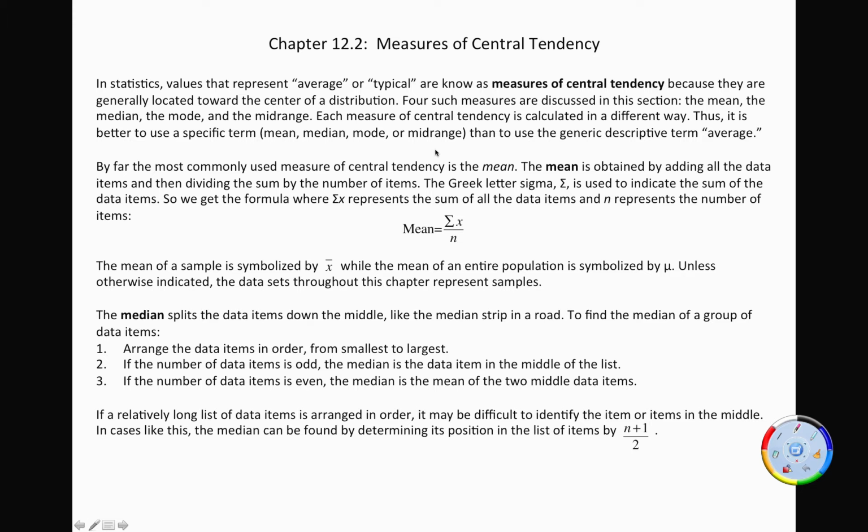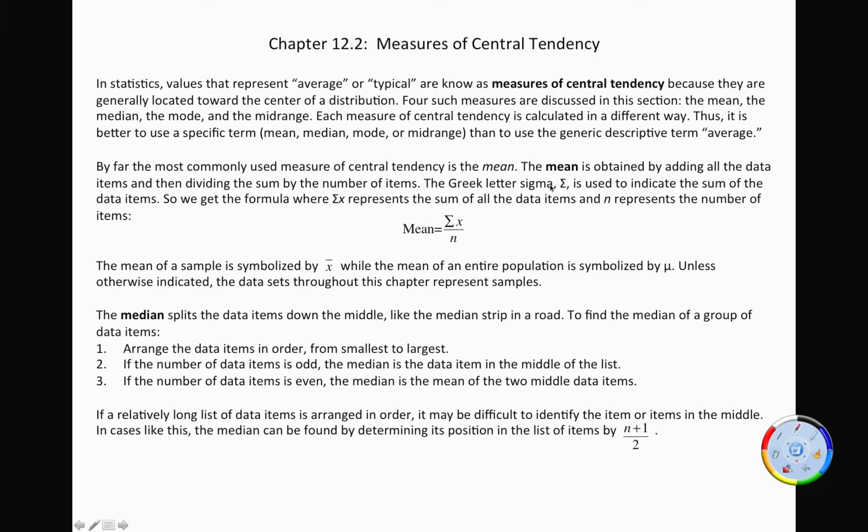Each measure of central tendency is calculated in a different way, so it's better to use a specific term, mean, median, mode, or mid-range, than to use the generic descriptive term of average. By far, the most commonly used measure of central tendency is the mean. The mean is obtained by adding all the data items and then dividing that sum by the number of items.